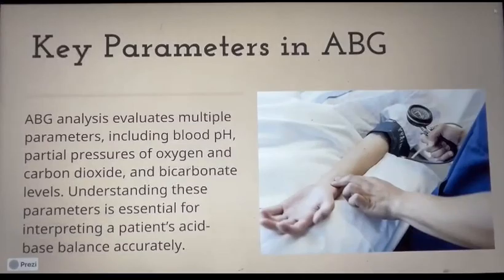Key parameters in ABG. ABG analysis evaluates multiple parameters including blood pH, partial pressure of oxygen and carbon dioxide, and bicarbonate levels. Understanding these parameters is essential for interpreting a patient's acid-base balance accurately.